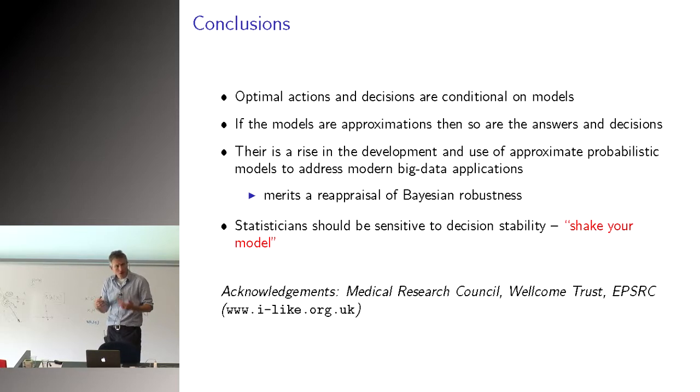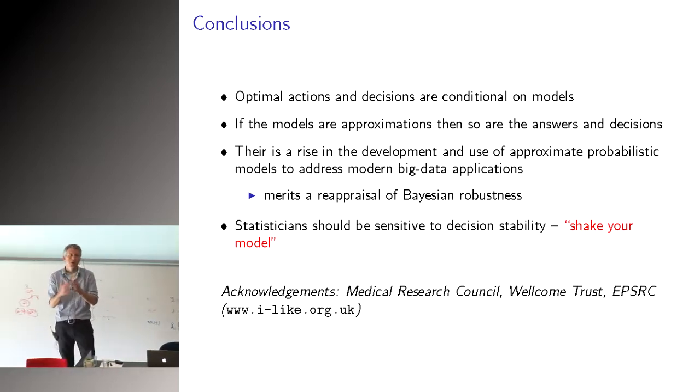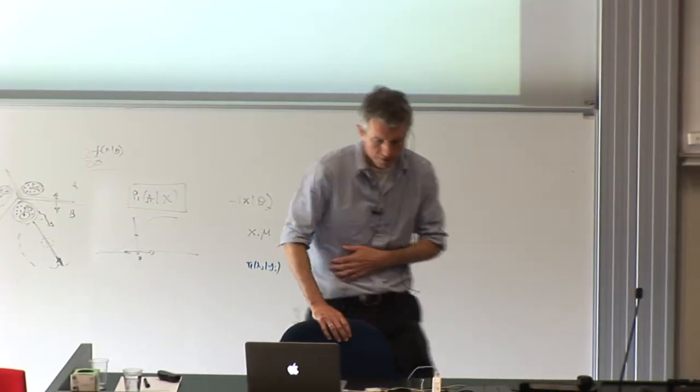dependencies. There's an increasing rise in the use of approximate models: variational Bayes, ABC, INLA, composite likelihoods. This merits a reappraisal. We really need to think carefully about Bayesian robustness. And statisticians should be sensitive to the stability of our conclusions or answers. And so, as I said, this rather glib take-home message is: shake your model and look at the stability of what happens. Thank you very much.